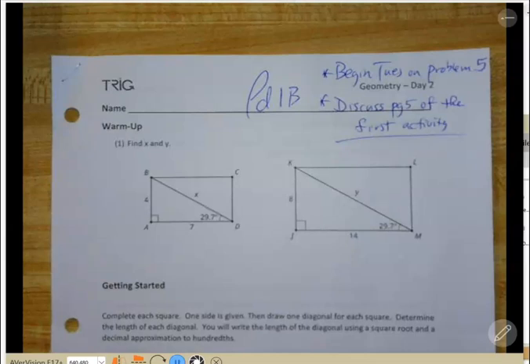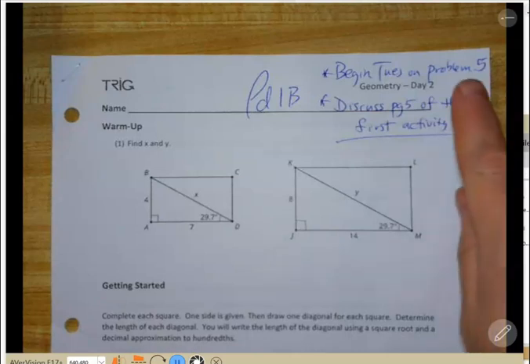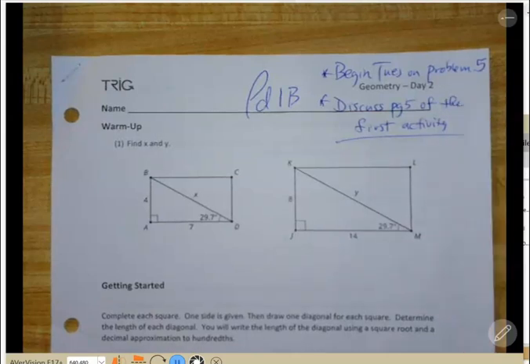So for those of you in period 1, you will need to fast forward to problem number 5 if you were in class last Friday, and then complete the activity from problem 5. But for everybody else, we're going to start at the beginning. So problem number 1, you're being asked to find the values of x and y. So if you would go ahead and do that.